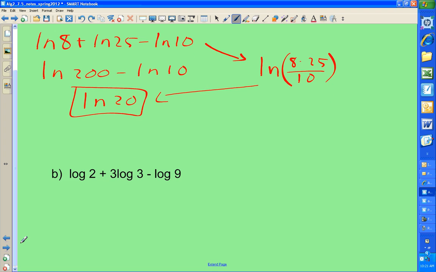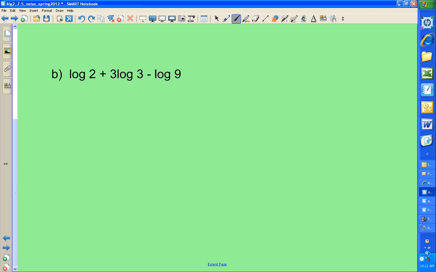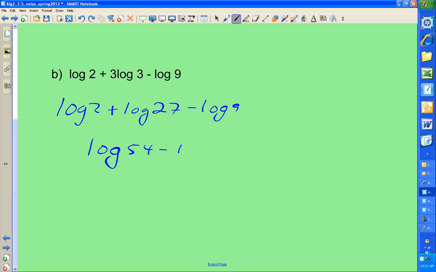On the second example, what do we do first? Power property again. So the log of 2 plus the log of, not 9, 27 minus the log of 9. Remember, it's not 3 times 3, it's 3 to the power of 3. So the log of 54 minus the log of 9 is the common log of 6.